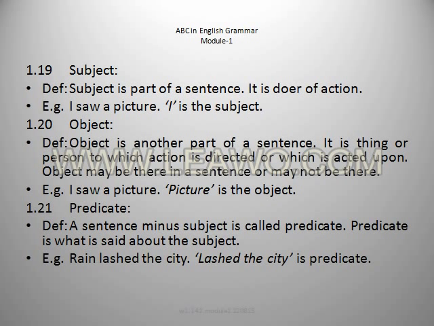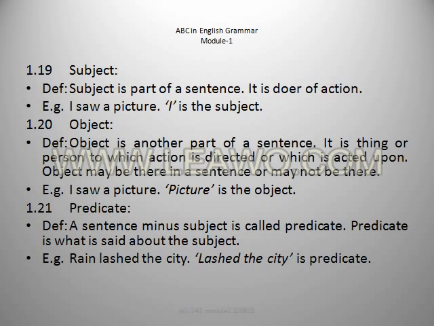Object. Object is another part of a sentence. It is a thing or person to which the action is directed or which is acted upon. Object may be there in a sentence or may not be there. Example is, I saw a picture. In this, picture is the object because it is the word that is acted upon.